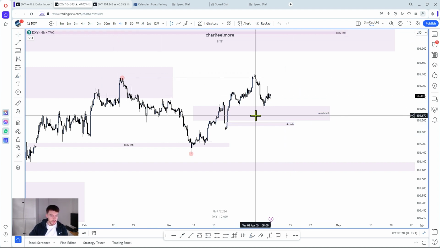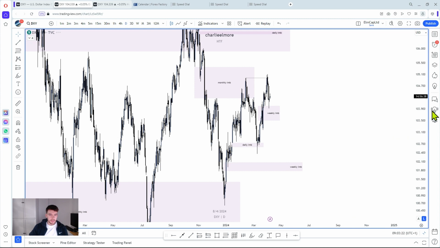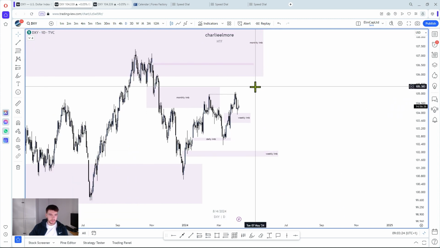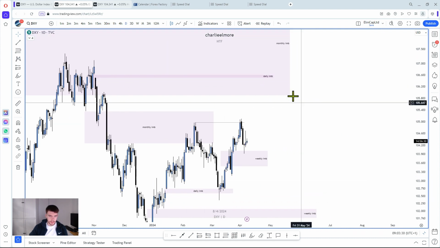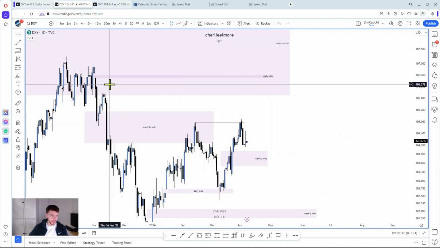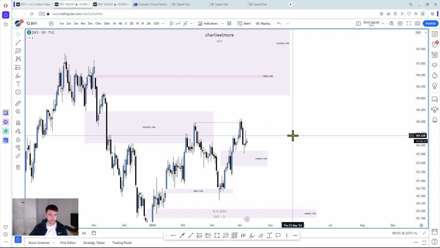That's literally it. There's nothing else really to discuss other than the fact that we have this here as well. We've been talking about this for a few weeks now. This daily imbalance is still yet to be fulfilled, but it still could happen.